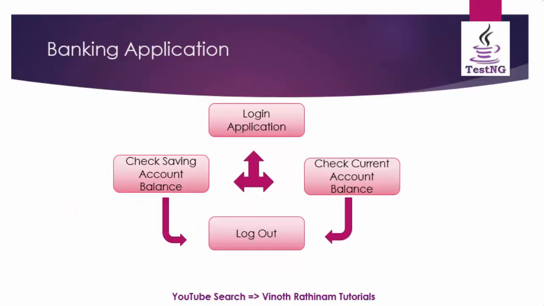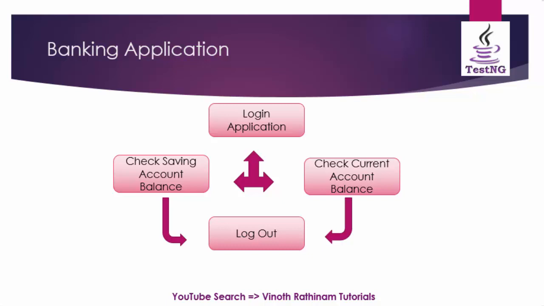Let's consider an automation scenario for a banking application. The end-to-end scenario is, first we have to log in to the application. Then we have to check the saving account balance. After that we have to check the current account balance, and finally we have to log out of the application. This is the scenario. Today we will be seeing three executions.